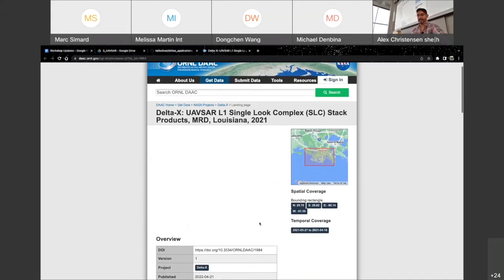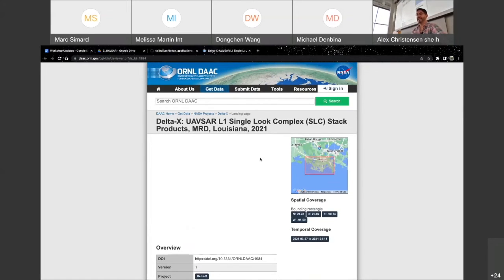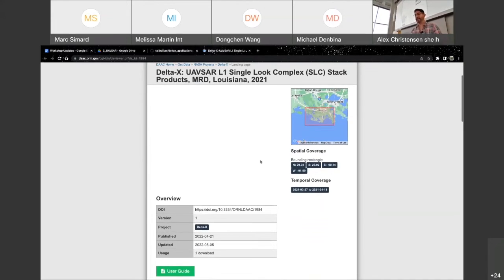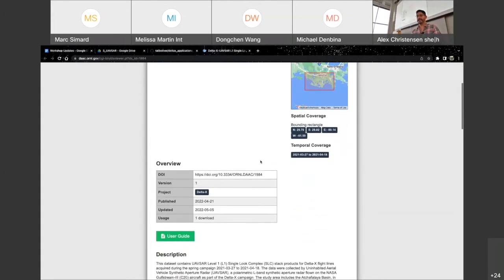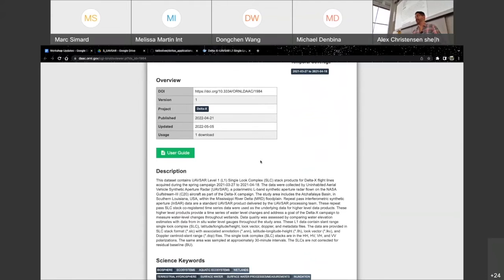So the UAVSAR level 1, also known as single look complex, SLC, is delivered as a stack that is co-registered, which means that the images are already well overlapped on top of each other, so you can actually match them as a stack.